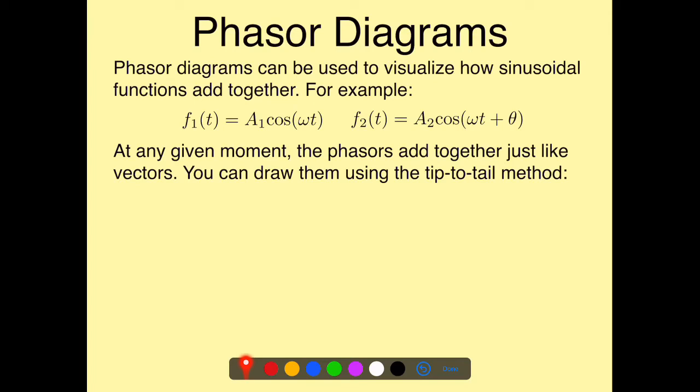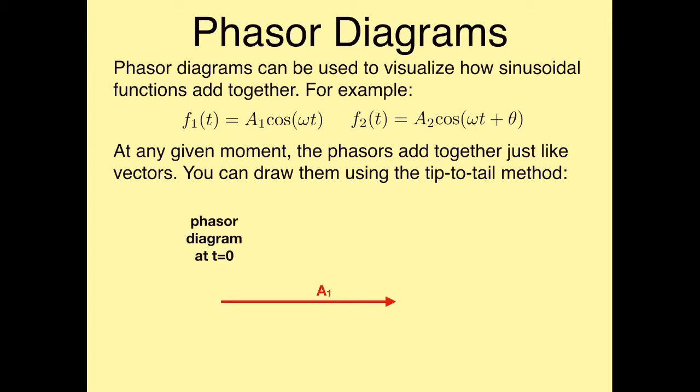So at any given moment, at any given value of t, we can actually add the two phasors together just like we would with vectors. Remember, with vectors, we have something called the tip-to-tail method of vector addition. We're basically going to take that same exact idea, which you probably learned back in Physics 44 or an equivalent course, and we're going to apply this to phasors.